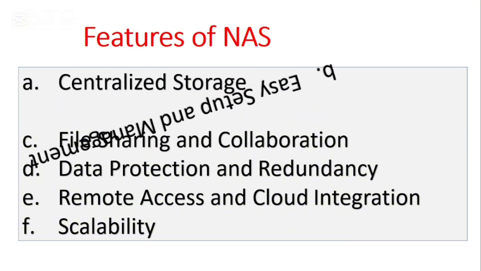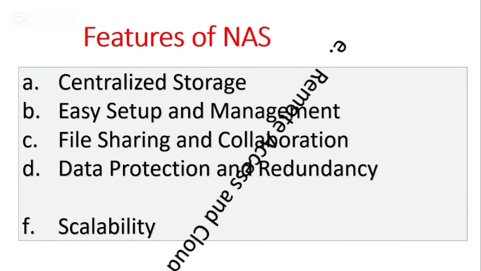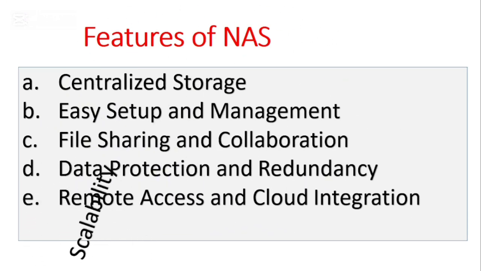It is easy to share files, because multiple users can access and edit files over the network. Another one is remote access, that is, users can retrieve files from anywhere via the internet. And we can also do a backup, that is, you can automatically save and protect important data. Good. Now let us move on to our next one, storage area network.